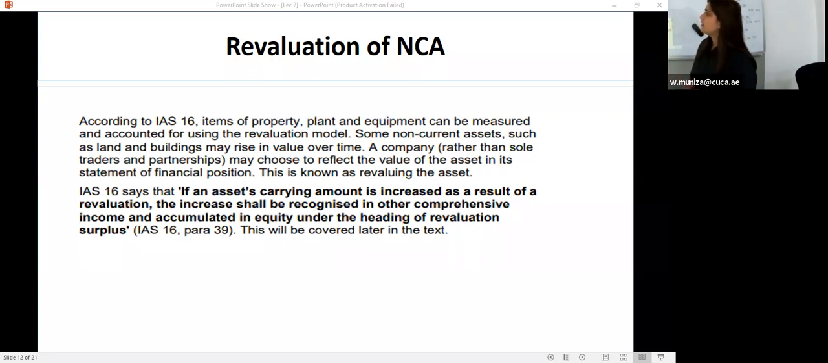A company, rather than sole traders and partnerships, may choose to reflect the value of the asset in the statement of financial position. This is known as revaluing the asset. IAS 16 says that if the asset's carrying amount is increased as a result of the revaluation, the increase shall be recognized in other comprehensive income and accumulated in equity under the heading of revaluation surplus. This will be covered later in the text.